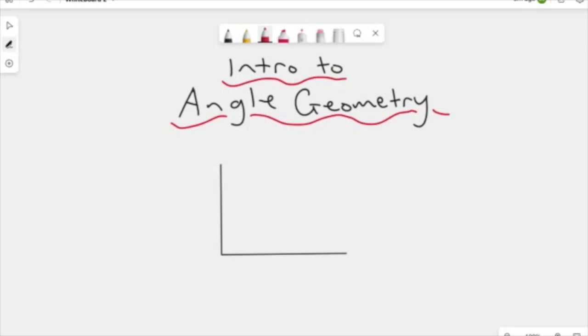Alrighty, so today we are going to begin looking at angle geometry. This is going to be hopefully just a light introduction to what an angle is and some of the initial different types we will be exposed to. Now, an angle is defined as when we have two lines, so this one here and this one here, that meet at a point which we call a vertex.